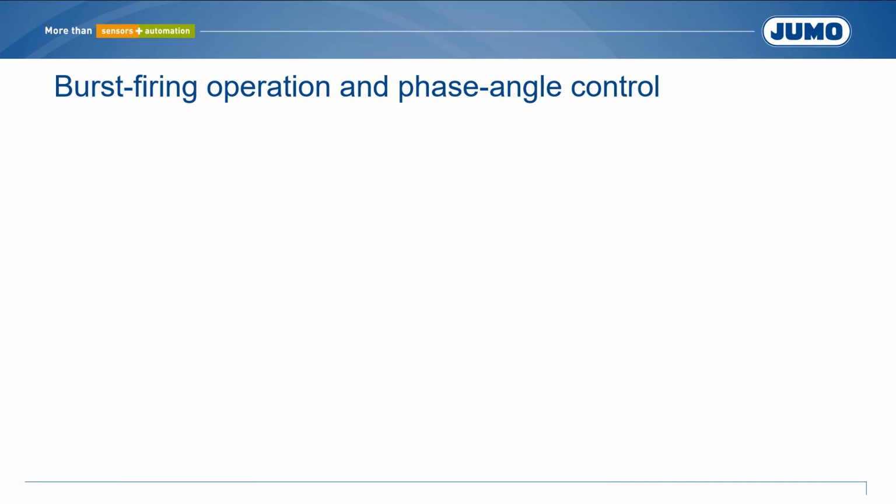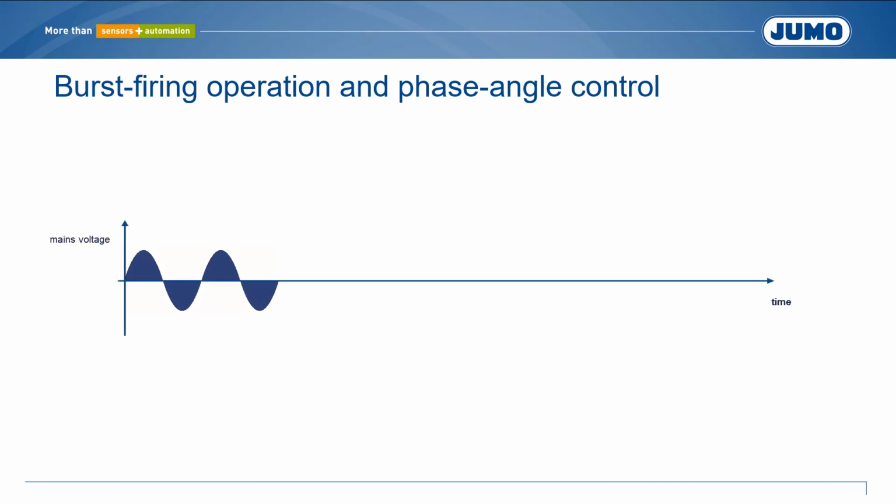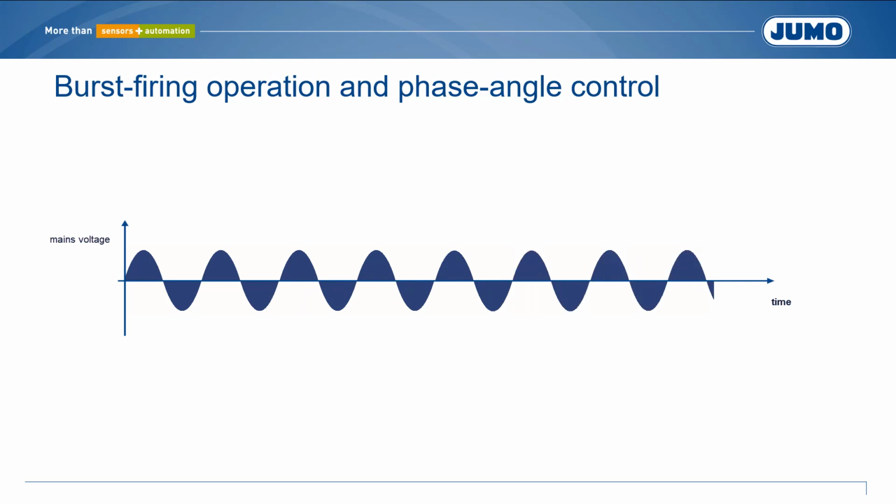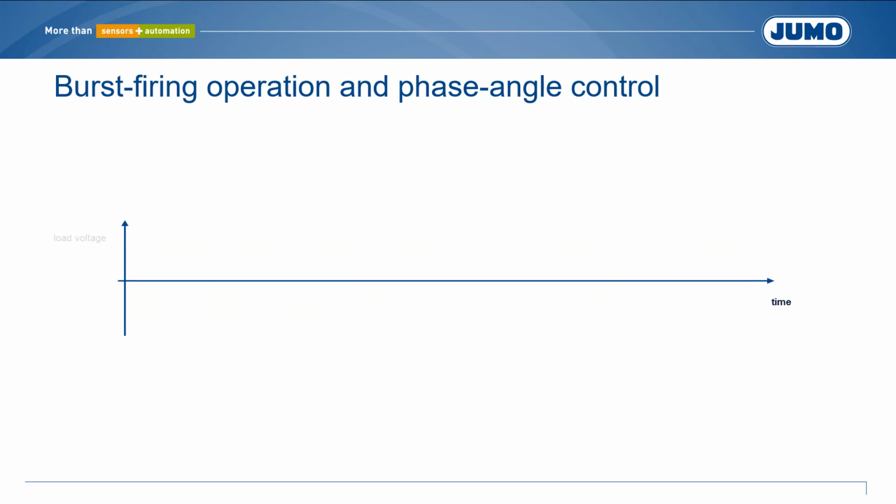To vary the power, the power controllers switch the mains voltage only temporarily to the heating elements, respectively to the load. The devices are often used in burst firing mode. In this operation mode, complete sine waves of the mains voltage are switched to the load or blocked.